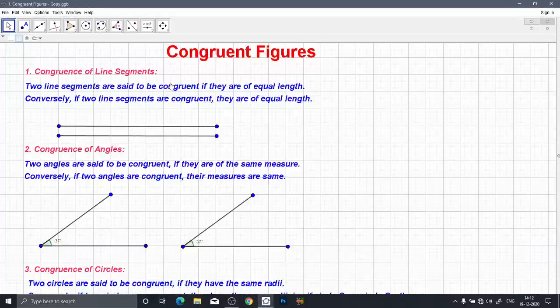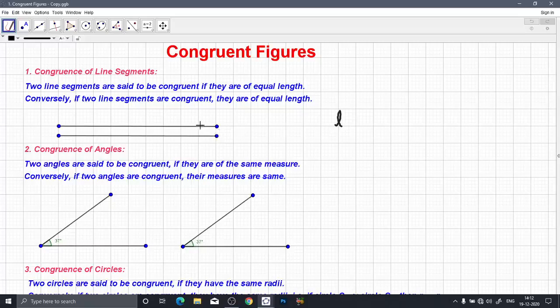Okay, so the first one is congruence of line segments. For a line, it has only a length. It is a one-dimensional figure. Lines or line segments are nothing but one-dimensional figures. One dimension means we can take only one measurement, that is only the length of the line segment. Only the length L we can measure.